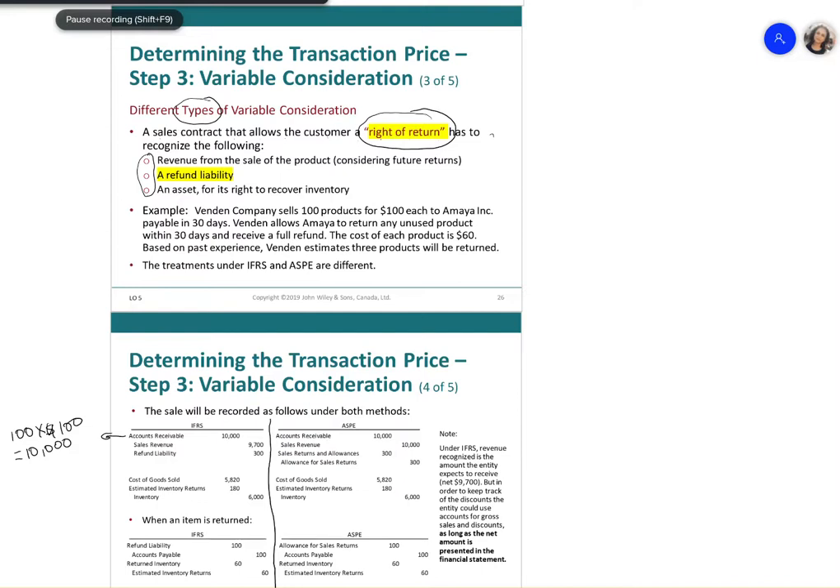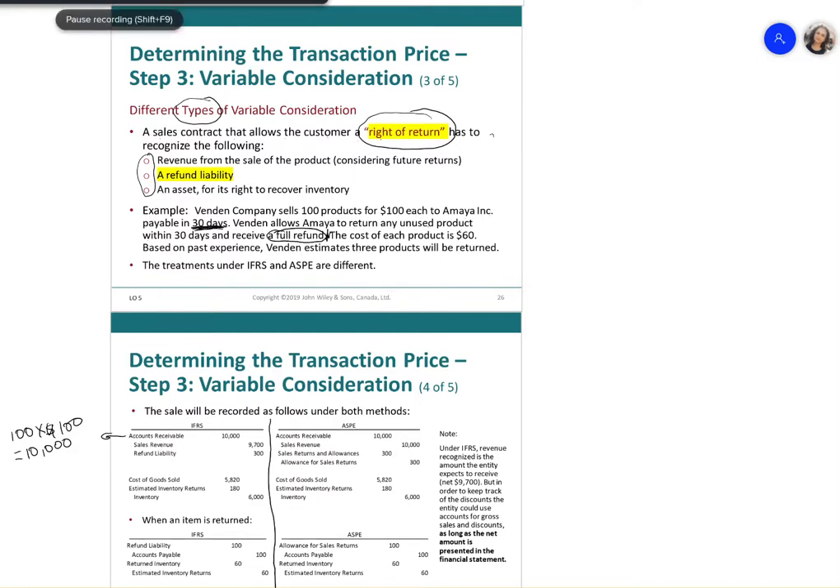How do you know there's a right to return? It says that the company sells 100 products for 100 each to Amaya Inc., payable in 30 days. So in the contract, they are going to pay us in 30 days. That's why it's a credit sale. Vendor allows Amaya to return any unused product within 30 days and receive a full refund. So they have 30 days to get a full refund, and if that's the case, they have a right to return.